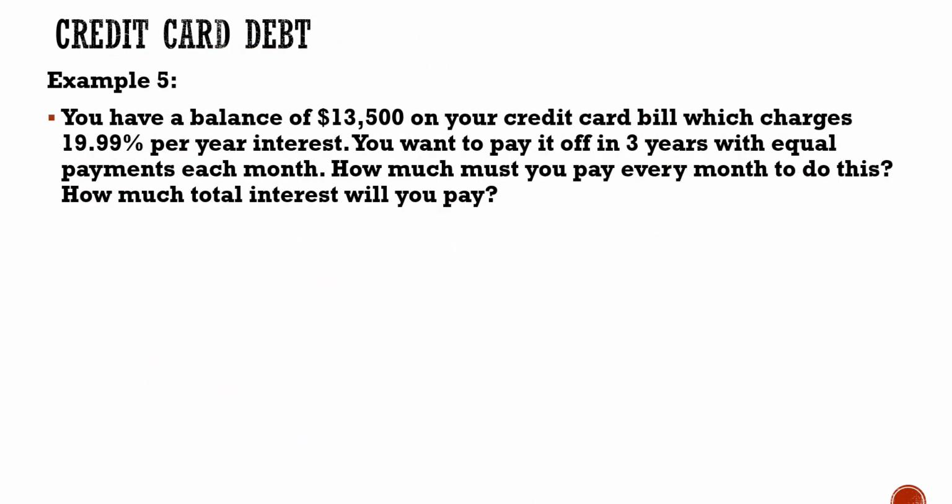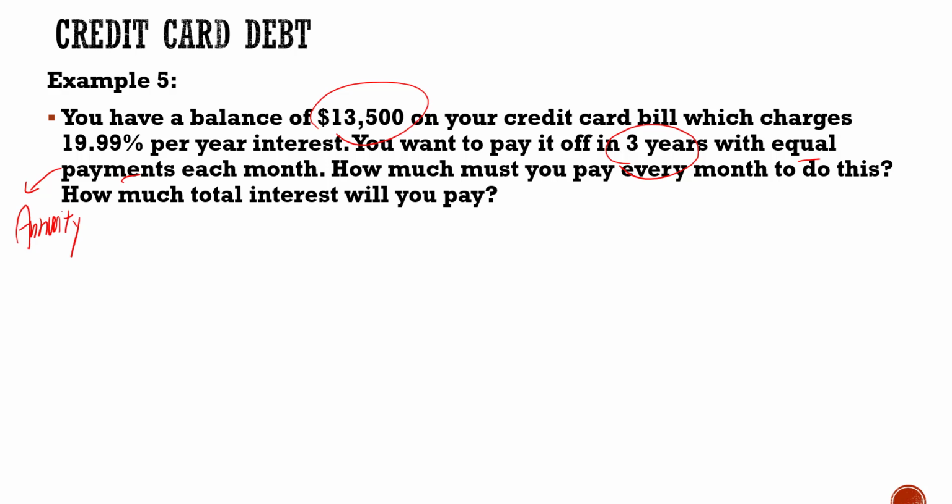Alright, so example 5, we have a balance of $13,500 on your credit card bill, which charges 19.99% per year interest. You want to pay it off in 3 years with equal payments. Now, this sounds like annuity. Equal payments tells us this is annuity, and we have a lump sum here. How much must you pay every month to do this? How much total interest will you have to pay?